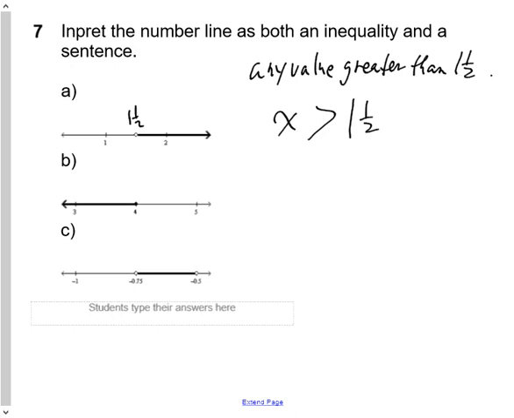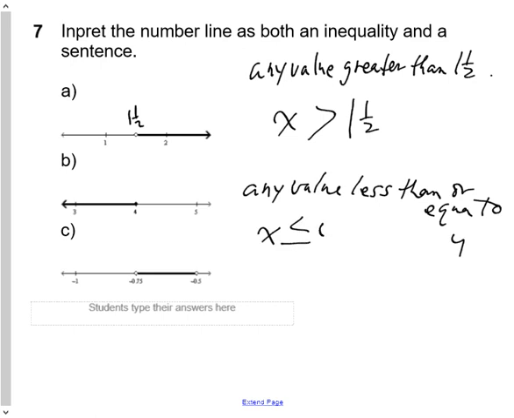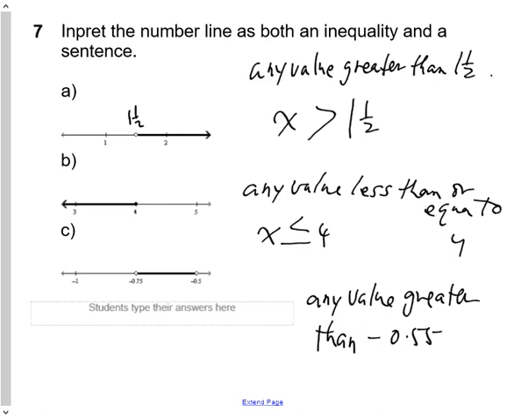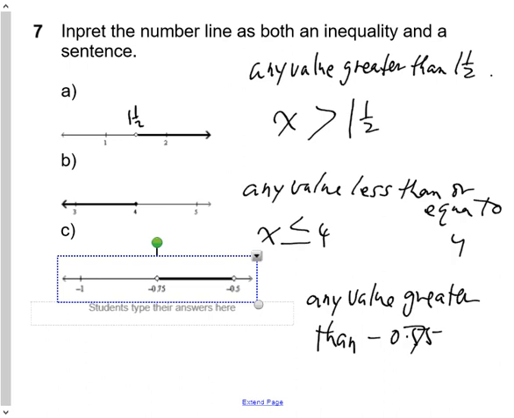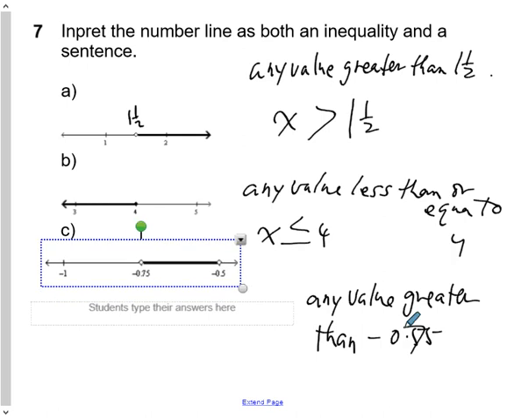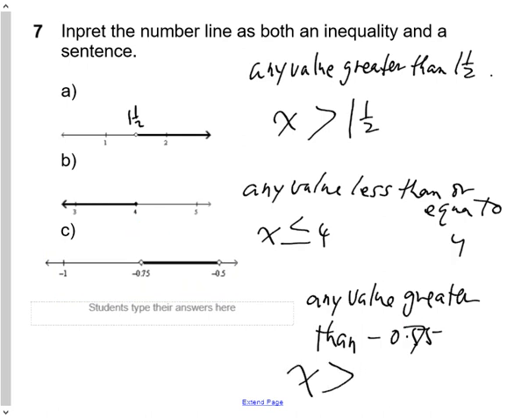And our second question is any value less than or equal to 4, and any value less than or equal to 4 would be how we would express it as inequality. And finally, the last one, any value greater than negative 0. Actually, that's 7.5, isn't it? I can't even read my own graph here. Should make that a little bit bigger. Yeah, there it is. Negative 0.75, or any value greater than open boundary point, so not equal to negative 0.75.